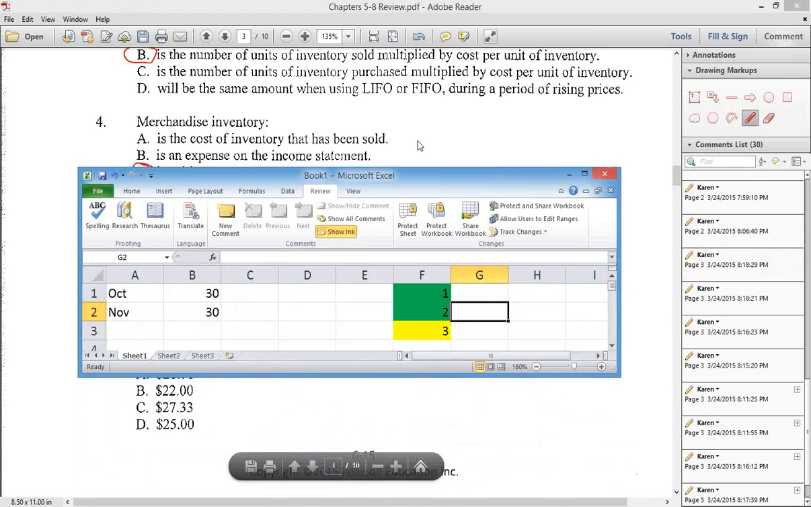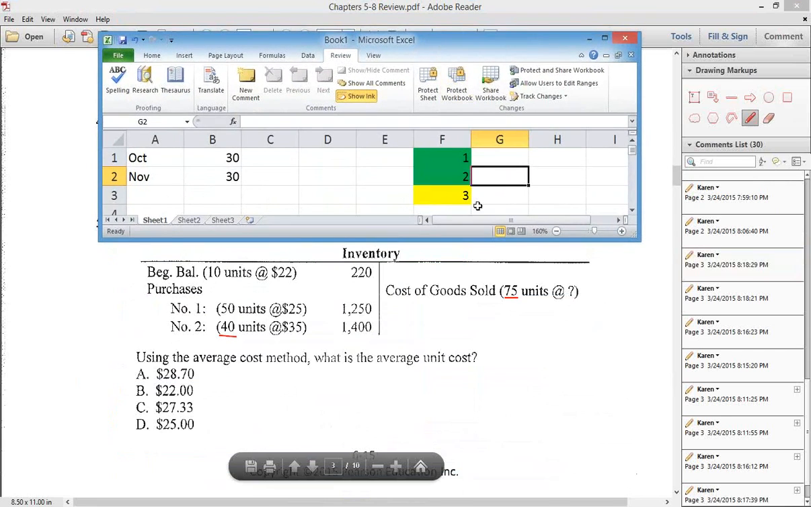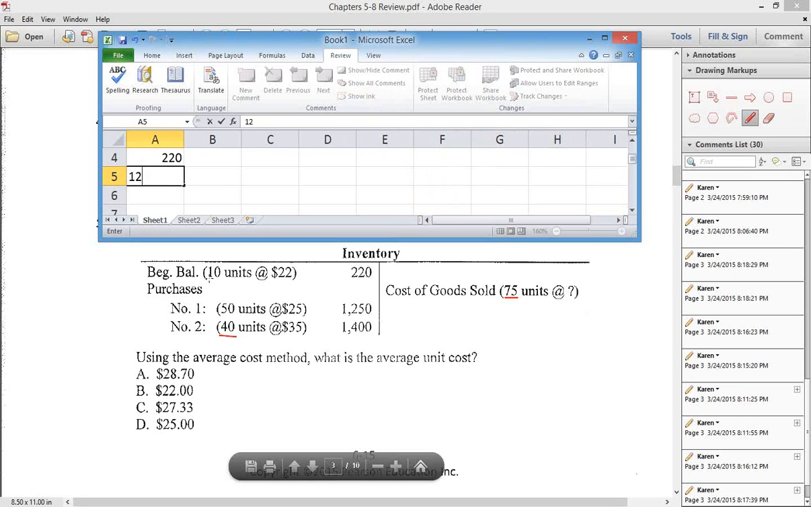I'm going to bring my trusty dusty little calculator. Okay, so how am I going to do that? How do I get average cost per unit? I need to know my total cost, and I need to divide it by my total units. They already have our costs figured out here, so we can say 220, 1250, 1400. I can sum those up.